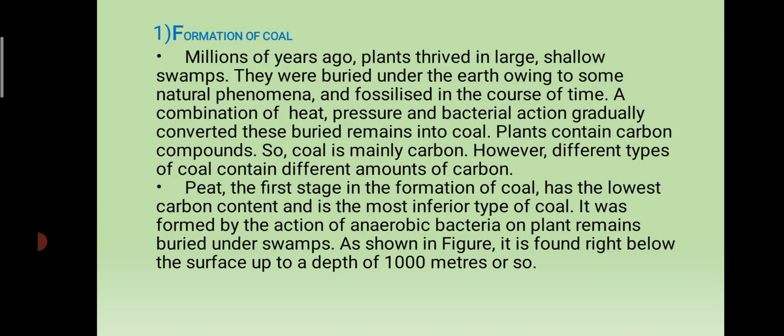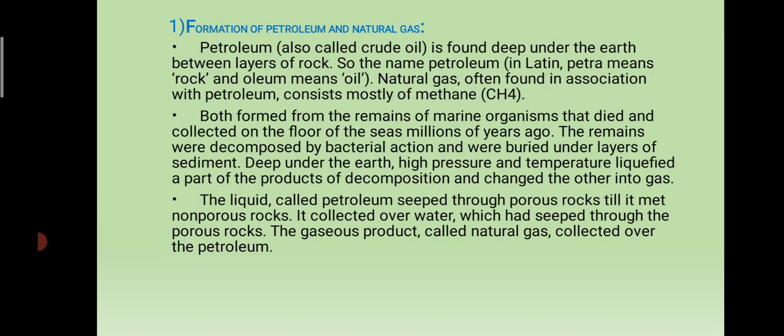However, different types of coal contain different amounts of carbon. Peat, the first stage of formation of coal, has the lowest carbon content and is the most inferior type of coal. It is formed from the action of anaerobic bacteria on plant remains buried under the swamp. As shown in the figure, we can go below the surface up to a depth of 1000 meters or so. The formation of natural gas and petroleum.